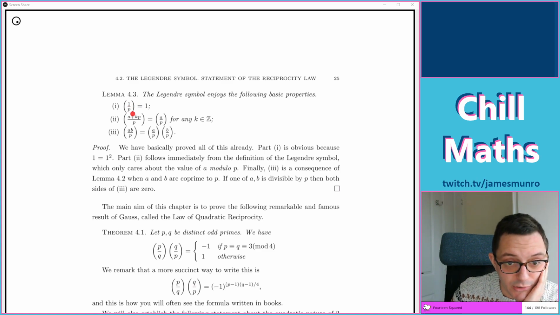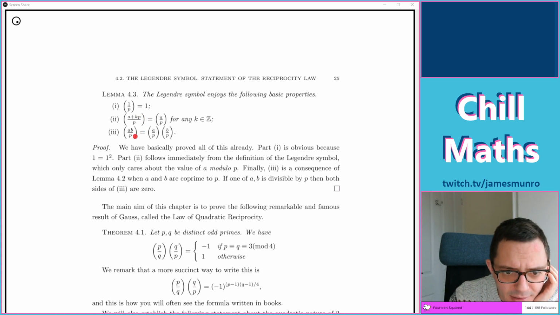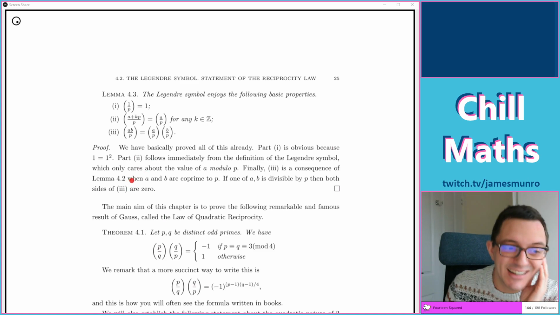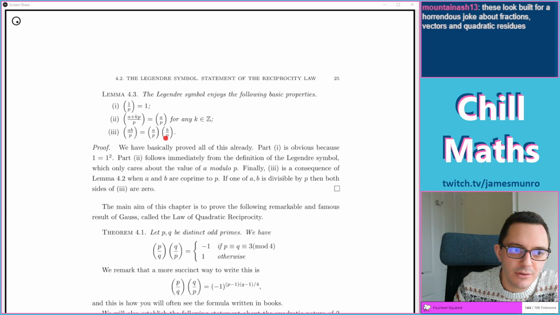1 is always a quadratic residue mod P, because 1 squared is 1. The thing about 37 is that there's a mod P fact: you can add KP upstairs. This last one is a consequence of lemma 4.2. Oh, right, hang on. So this might be 0.